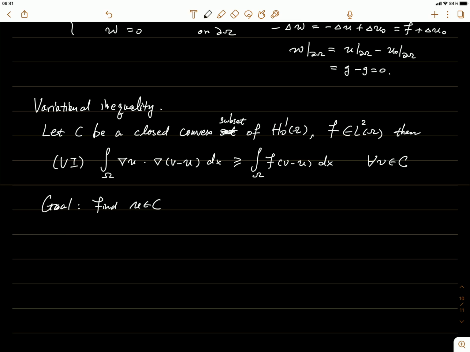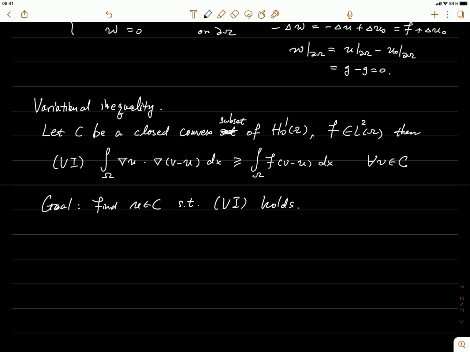Find u in C such that the variational inequality holds. The variational inequality is that for this u, it needs to make sure that this left-hand side is greater than or equal to the right-hand side for any v in C. Okay, that's our goal. And the question is if such a u exists, and if it exists, if it is unique. That will be our question of interest.